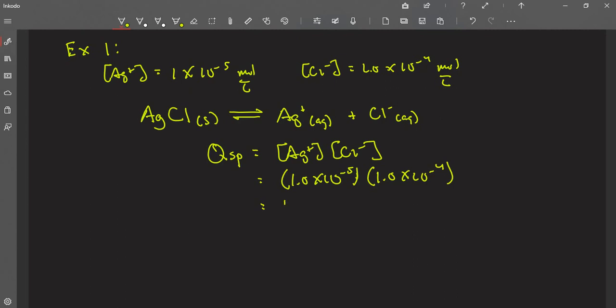Okay, so what you get is, look, 1 times 1 is 1. Add the exponents here, I believe that's grade 9 math. So we get 1.0 times 10 to the negative 9. Now this is our QSP value. Again, that's our QSP value. I'm going to toggle back.